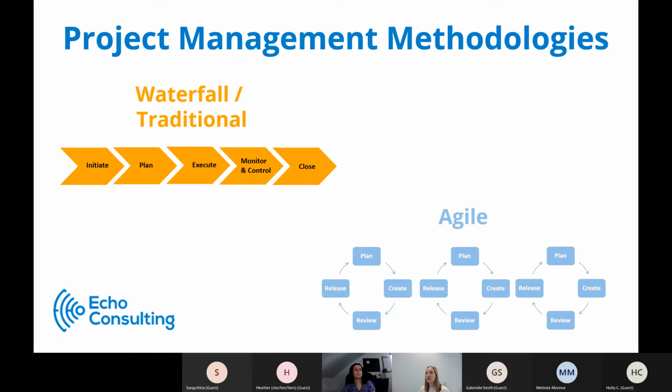Now, Agile, on the other hand, is a little bit more of an iterative approach. There is a structure in place with different phases, but it's an ongoing process of planning, creating, reviewing, release, and then repeat. And this is really a common iterative process used in software engineering today, which obviously is so prevalent with all the technology that we use every day.